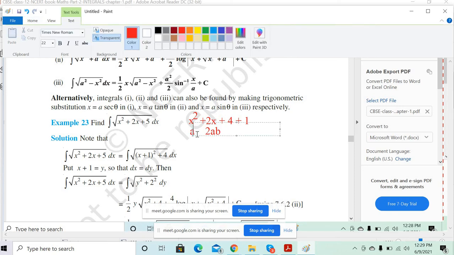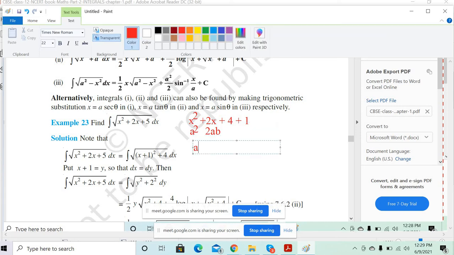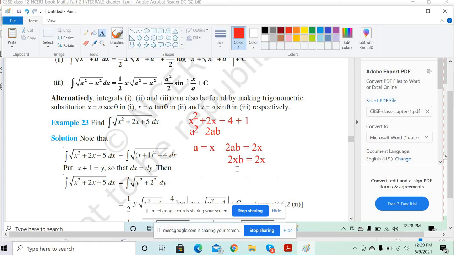This x square is nothing but a square, right? So basically a is equal to x, right? And 2ab is equal to 2x, right? Then you can substitute as 2x, b is equal to 2x. Then you get b equal to 1.